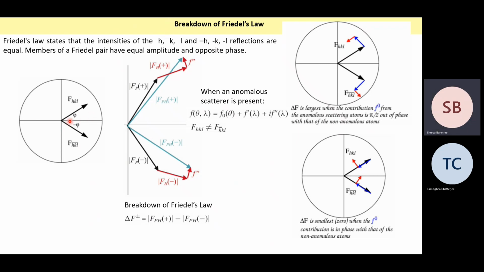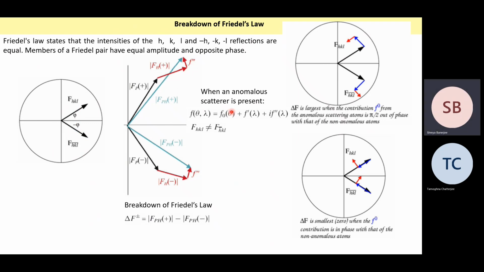If that is done, then Friedel's law will break down. What Friedel's law states is that the reflections from the HKL and minus H minus K minus L planes are equal in amplitude and opposite in phase. So this is a representation of Friedel's law. You have a diffraction from the HKL plane and a diffraction from the minus H minus K minus L planes. The lengths of these two vectors are the same, but the phases have opposite signs. So this is Friedel's law.